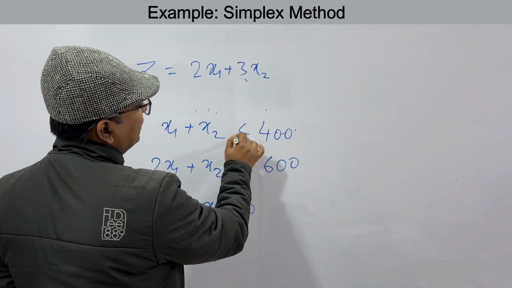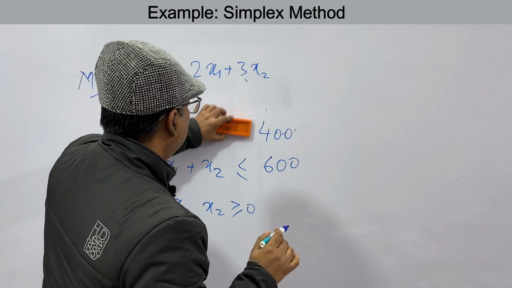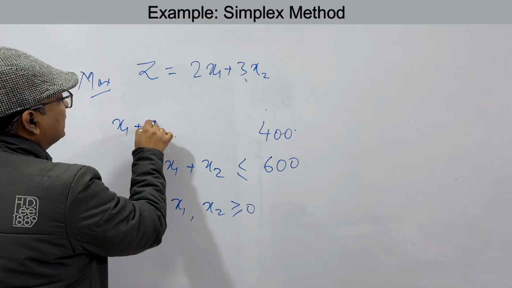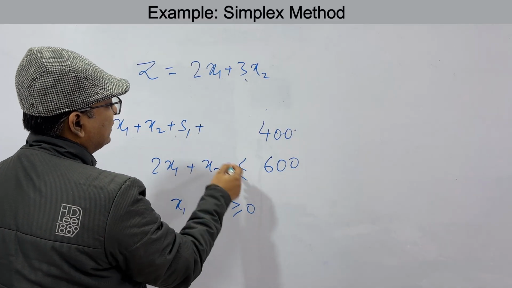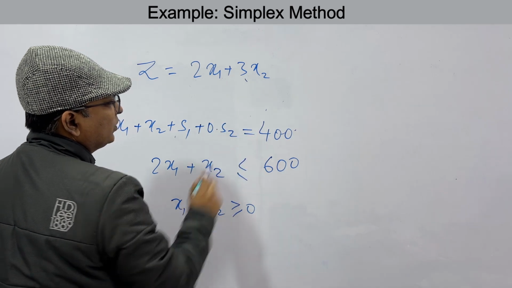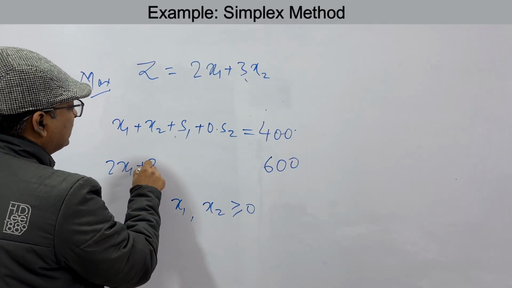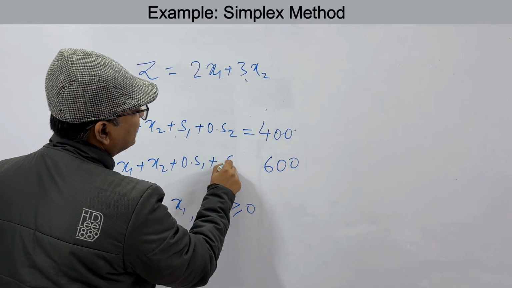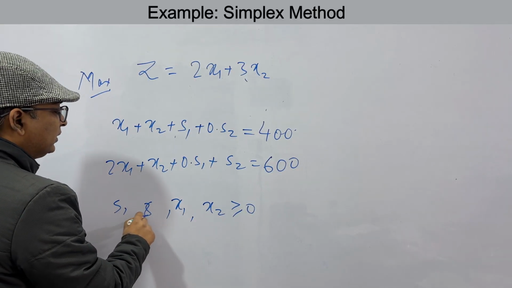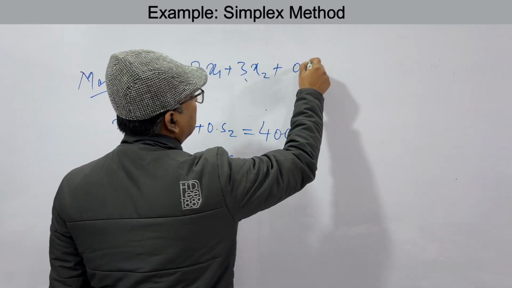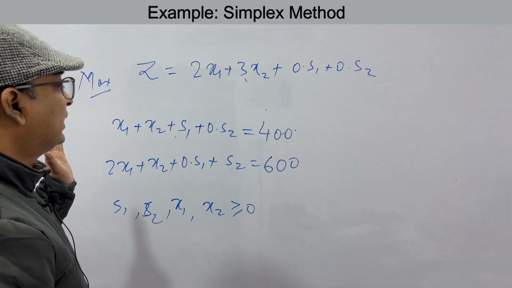We'll get rid of this inequality by putting slack variables, because this is less than or equal to. So we'll have x1 plus x2 plus s1 as slack variable, plus 0 into s2, equal to 400. And here it is 2x1 plus x2 plus 0 into s1 plus s2 equal to 600. Also s1 and s2 are greater than or equal to 0, and in the objective function we will have 0 s1 plus 0 s2. So our problem is now in standard form. Now we will start solving it.